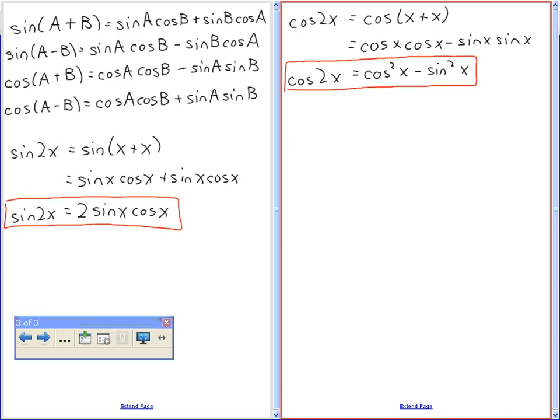Good, whoever said that, 1 minus sine squared is right. You can call cos squared x 1 minus sine squared x. And then cos 2x is equal to 1 minus 2 sine squared x.